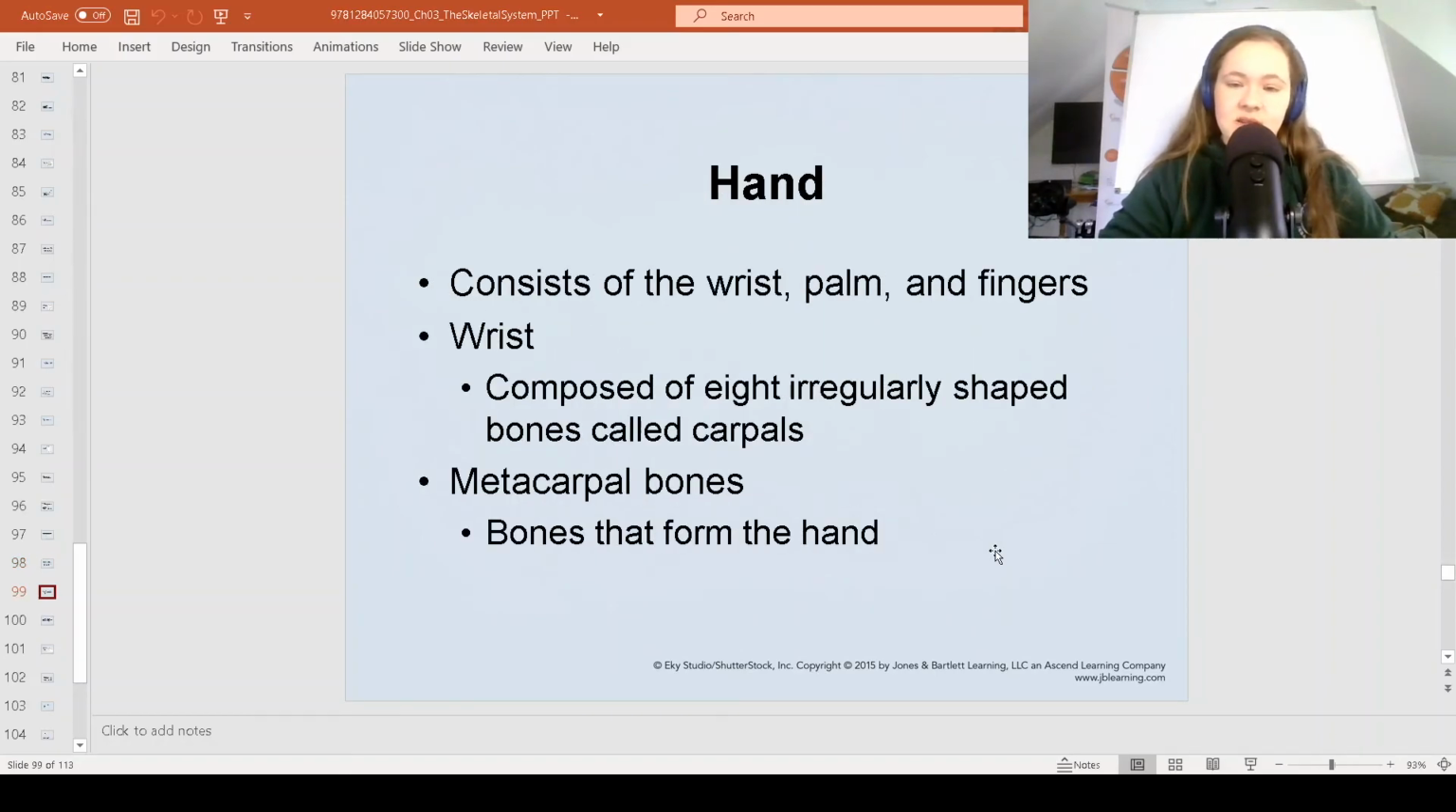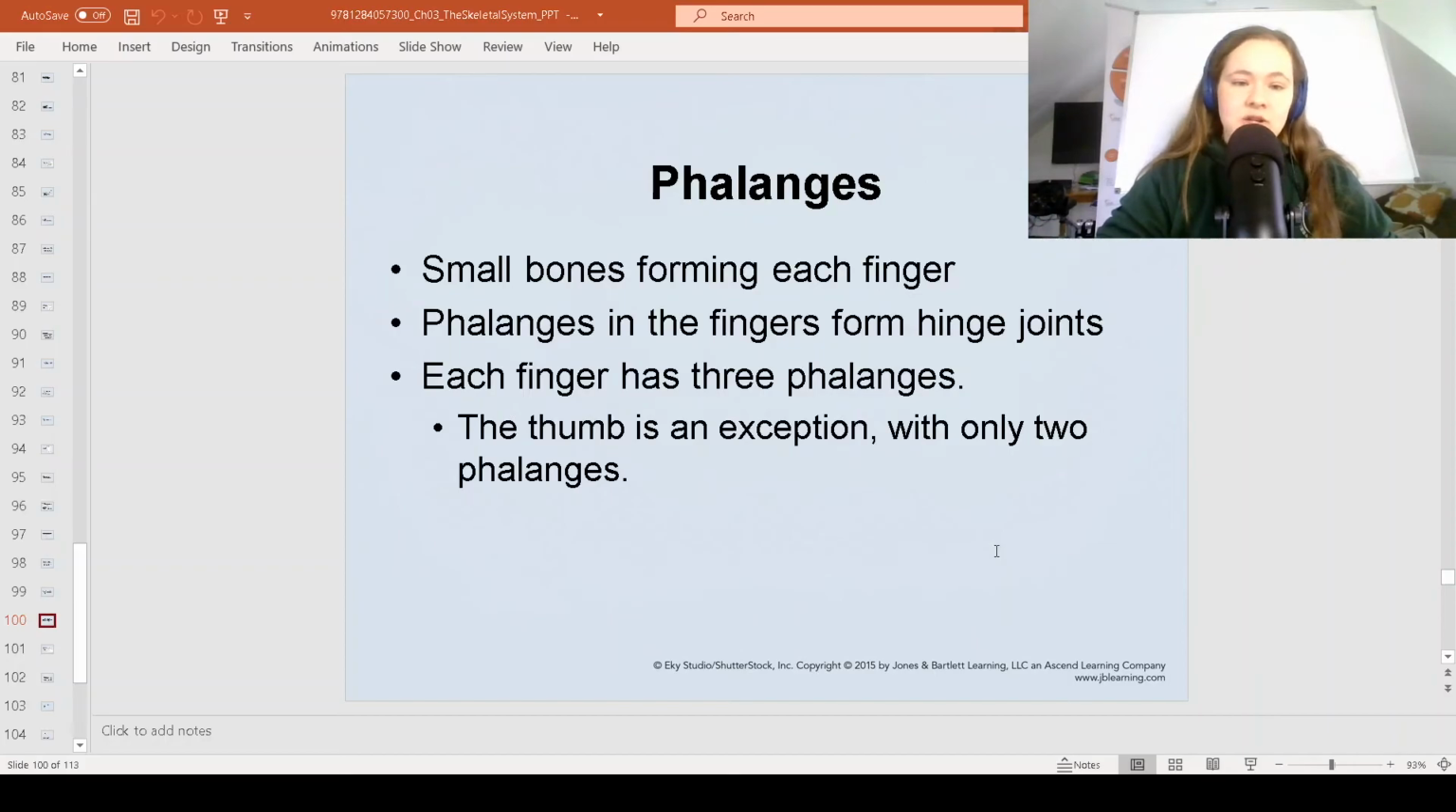The hand consists of the wrist, palm, and fingers. The wrist is composed of 8 irregularly shaped bones called carpals. Metacarpal bones are bones that form the hand. Phalanges are small bones forming each finger. Phalanges in the fingers form hinge joints. Each finger has 3 phalanges. The thumb is an exception with only 2 phalanges.